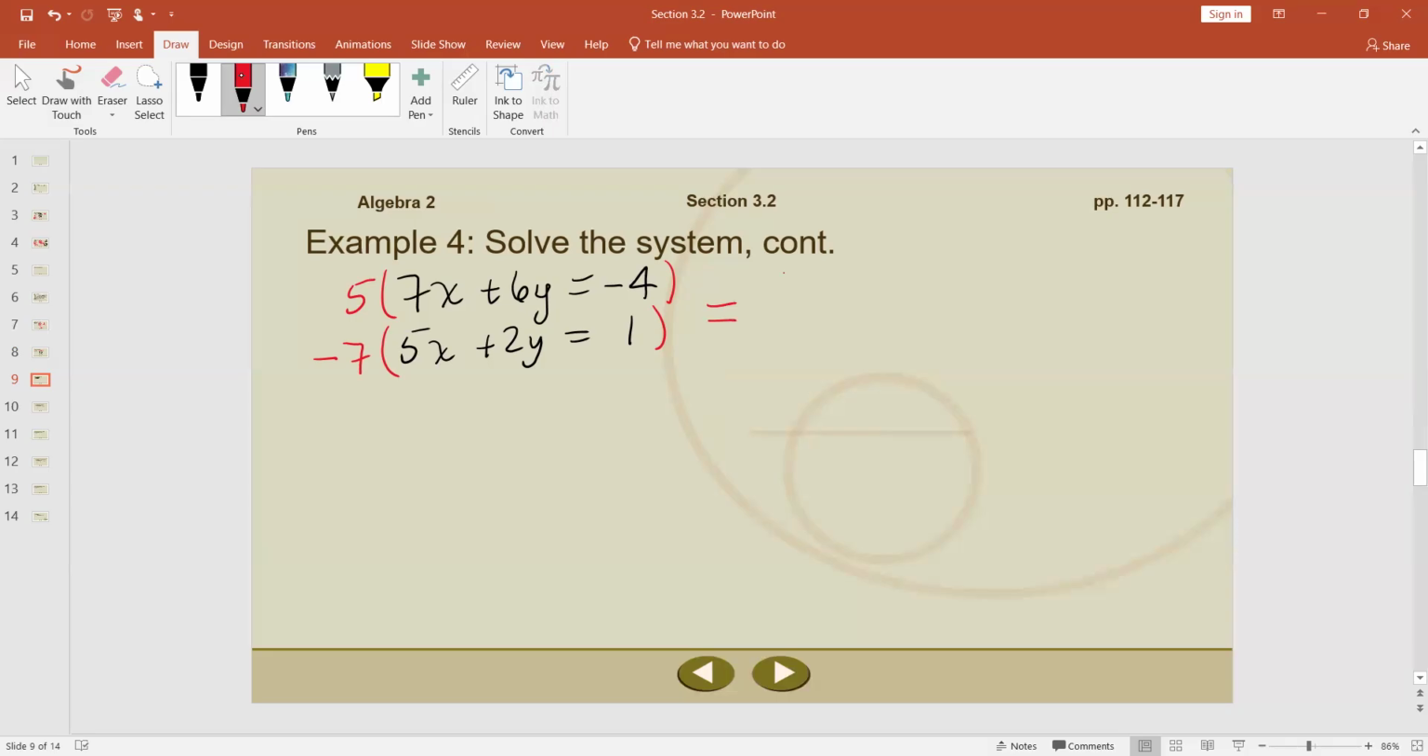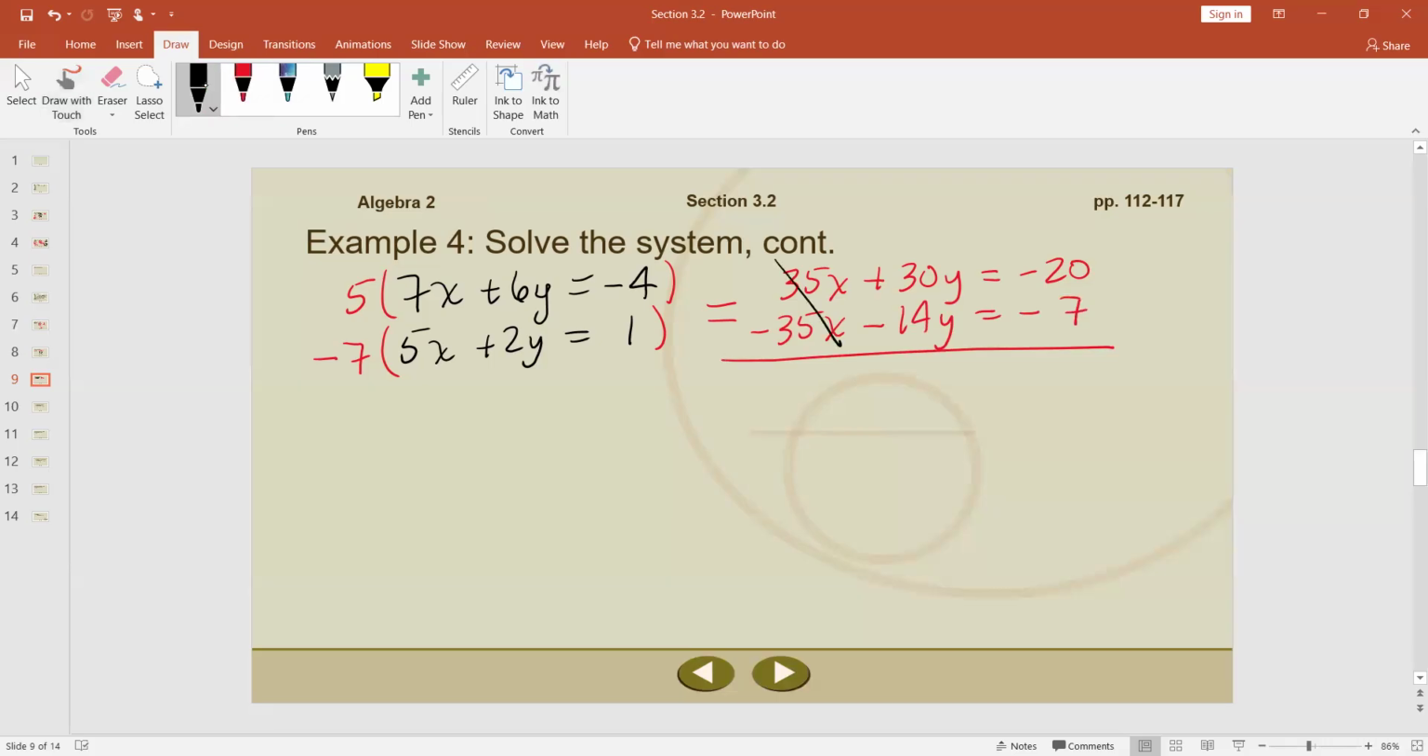So 5 times 7x gives me 35x, 5 times 6y is 30y, and then 5 times 7. -7 times 5 gives me negative 35x. That's going to cancel this out. -7 times 2, 15y, and -7 times 1, 7. So now my x terms will cancel out. 30 minus 14 is 16y, and -20 minus 7 is just -27.